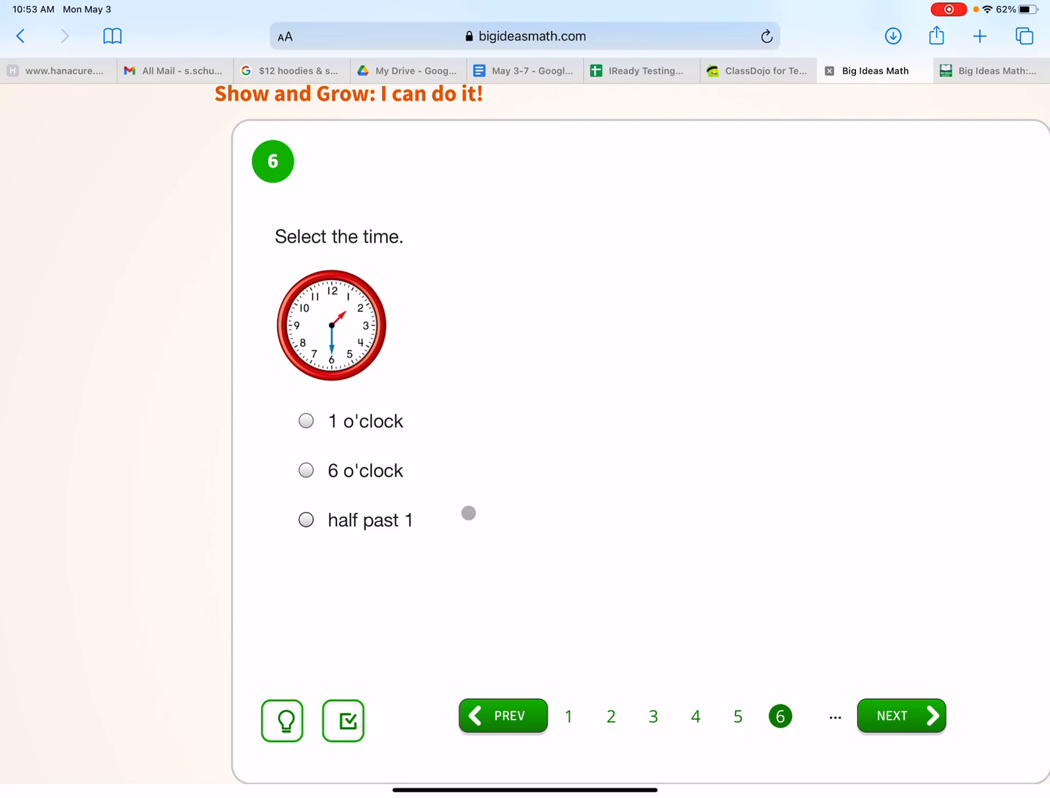So our choices are 1 o'clock, and is it 1 o'clock? No, if it's 1 o'clock, the hour hand will directly be on the 1, and then the minute hand will directly be on the 12. And then is it 6 o'clock? No, the minute hand is on the 6, but that means 30 minutes, not the 6th hour. And then half past 1. Yes, because it's 30 minutes past 1.